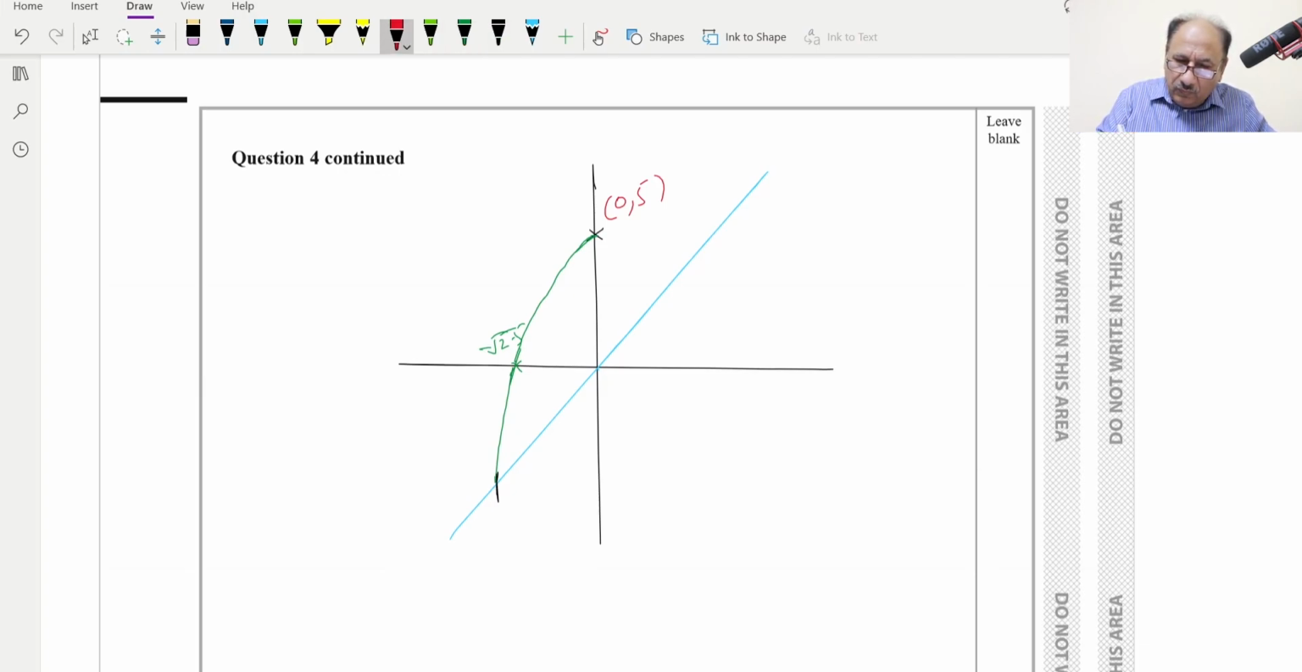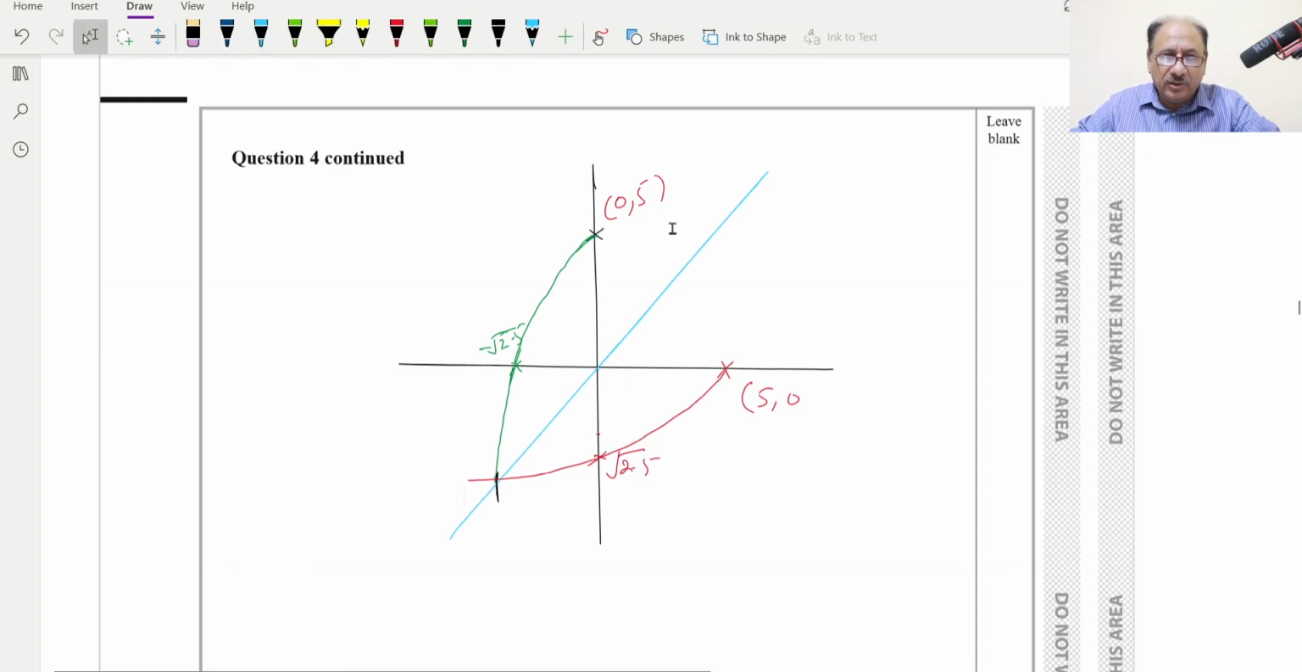So (0, 5) will be shifted to (5, 0) on this side, so this will be (5, 0), and this one will be over somewhere here, so we can show under root of 2.5, and this curve will be bending like this one. So these will be the points of intersection, and this will be the sketch we have shown over here. Hopefully you understood this section.